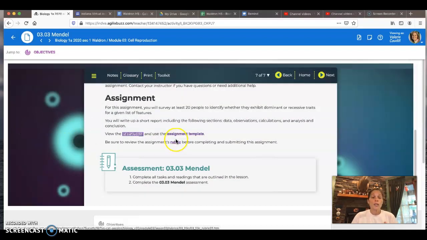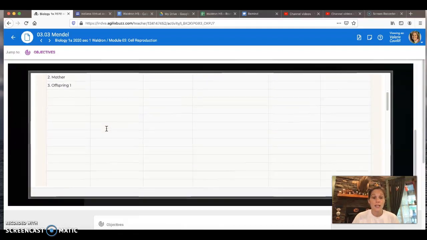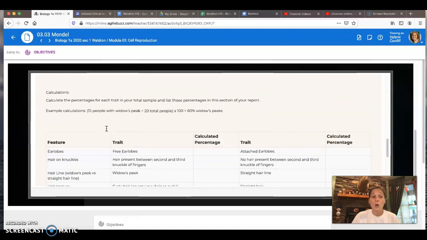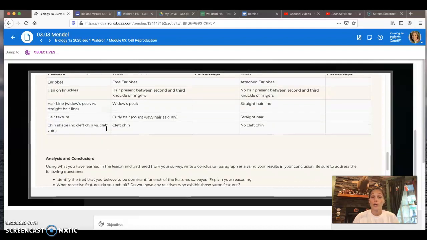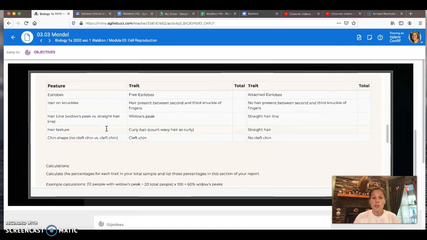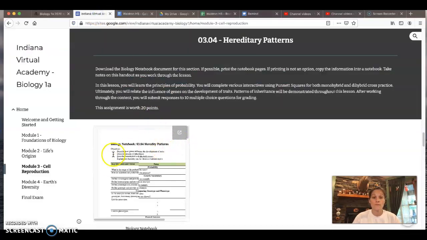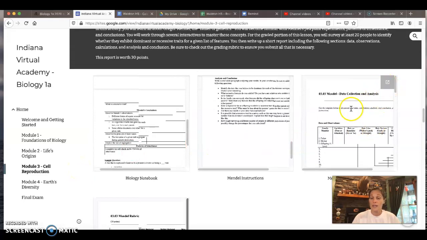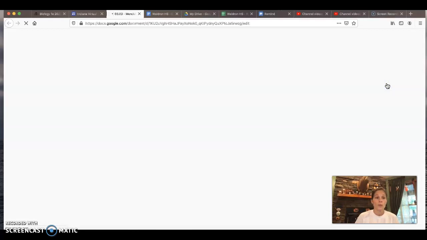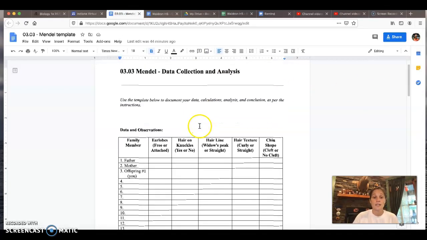Okay, so here's the assignment template for this activity. And like always, I copy pasted this document into a Google Doc for you. So I'm going to switch over to the Google Doc so you can see exactly where you're going to record this information if you are choosing to use the handouts that I am providing for you. Okay, so we'll open the data collection and analysis template here.